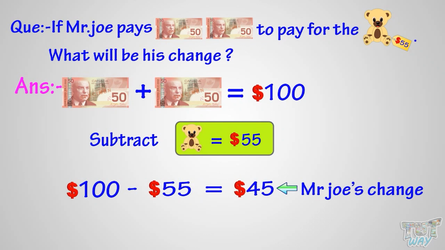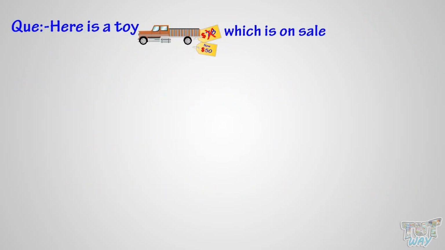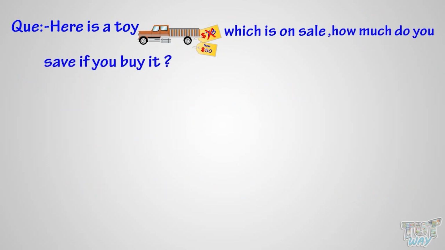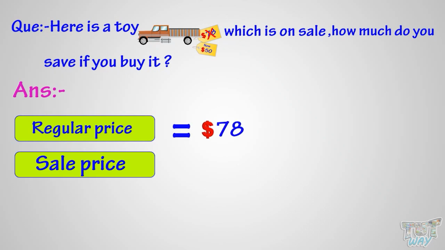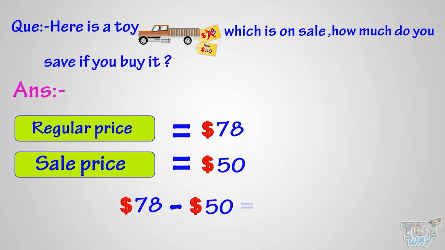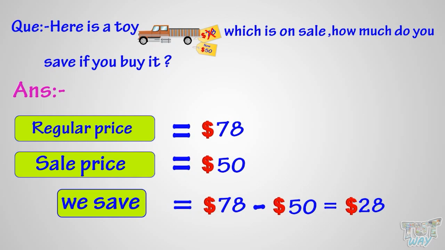Now, let's take another example. Here is a toy truck which is on sale. How much do you save if you buy it? Let's find it out. The regular price is $78 and the sale price is $50. So, 78 minus 50 equals 28. So you save $28 if we purchase this truck. Now, let's move to another question.